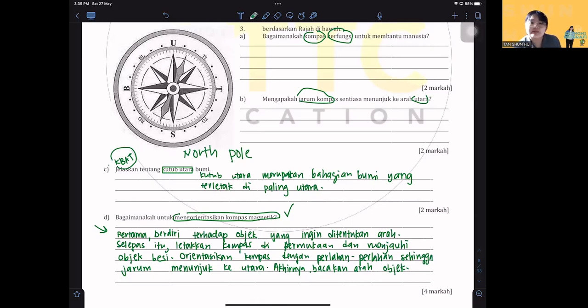Now, bagaimana compass berfungsi untuk membantu manusia? Actually, they are asking you what is the function of the compass? How does it help human? Compass boleh buat apa? Compass is to, yes, finding direction. This is your answer. Then how are you gonna write? You can say, compass boleh menentu arah dengan cepat, fast, and accurate. Tepat means accurate, okay?